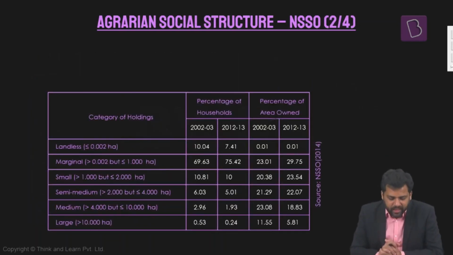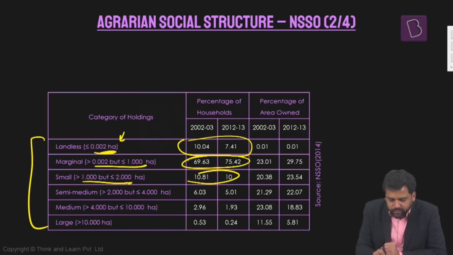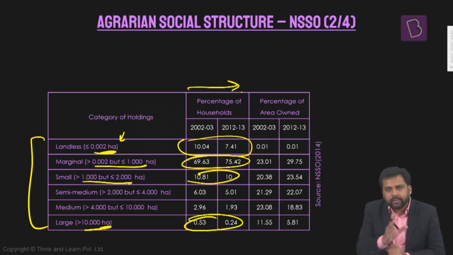Now let's look at some other numbers. Here we see what proportion of households have how much land: less than 0.002 hectares, between 0.002 hectares and 1 hectare, between 1 and 2 hectares, and so on, up to greater than 10 hectares. Between these two surveys, 2002-2003 and 2012-2013, how have things changed?